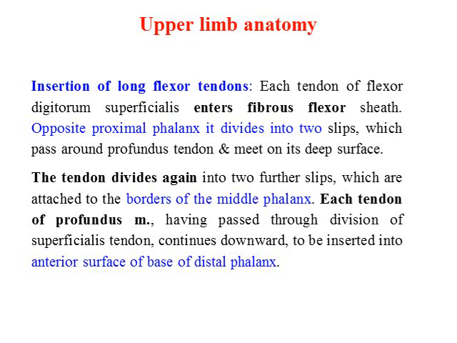Now these slips rejoin each other on the deep surface of the tendon of profundus to form the main stem of the tendon, which is further divided into two slips that descend downward to be attached to the borders of the middle phalanx. Each tendon of the profundus muscle, having passed through the sling formed by the tendon of superficialis, continues downward to be inserted into the anterior surface of the base of the distal phalanx of the finger.